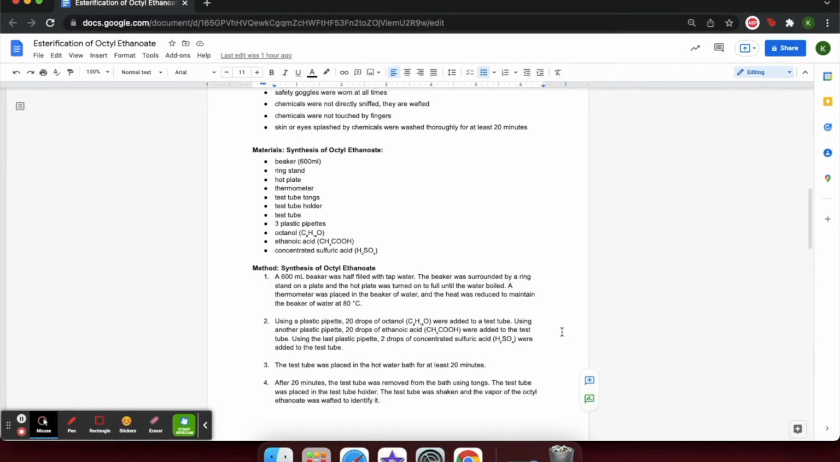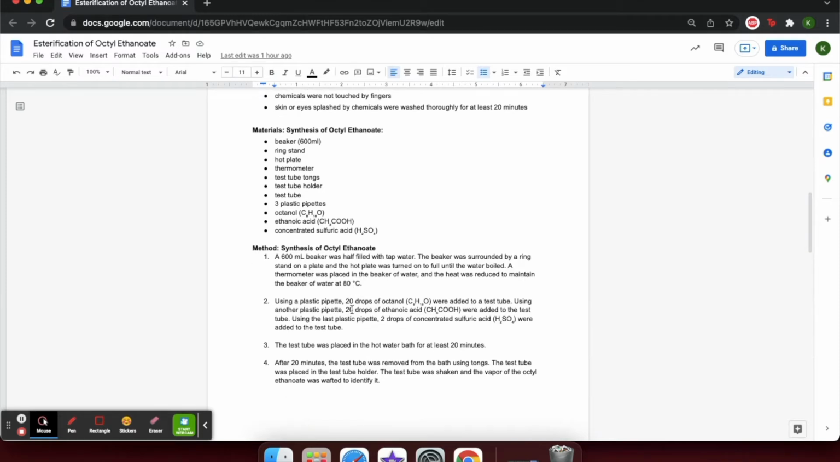Now, for the procedure of synthesizing octyl ethanoate, a 600 milliliter beaker was half filled with tap water. The beaker was placed on a ring stand on a hot plate, and the hot plate was turned on to full until the water boiled. A thermometer was placed in the beaker of water, and the heat was reduced to maintain the beaker of water at 80 degrees Celsius. So basically, a hot water bath was created.